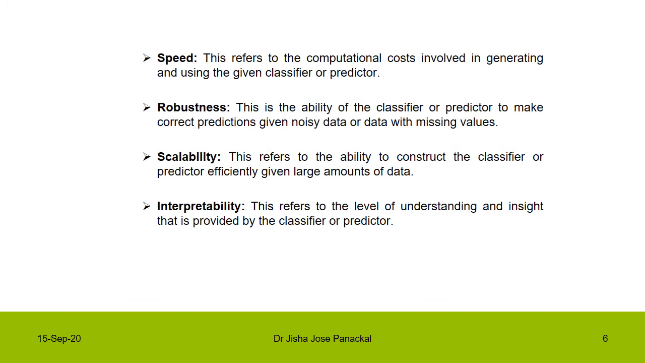The next criterion is speed. This refers to the computational cost involved in generating and using the given classifier or predictor. Next one is robustness. This is the ability of the classifier or predictor to make correct predictions given noisy data or data with missing values. We may have different types of data which contain noisy data as well as some missing values, and we check whether it will predict correctly. That is the robustness.